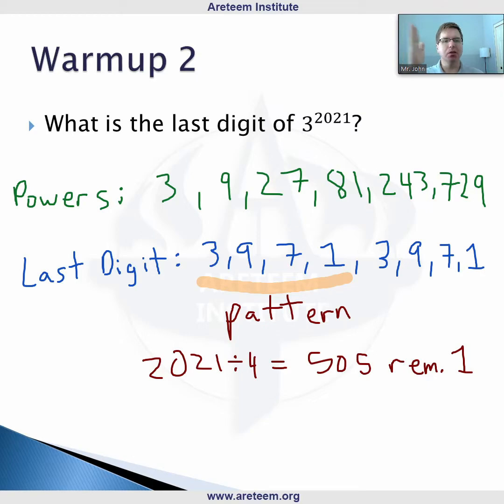So when we get to the 2020th term, we're going to be at the last number in the pattern. We're going to have a full pattern ending in 1. So when we have a remainder of 1, that means we want the first term in the pattern there. And that tells us that the last digit of this number is just going to be 3. So 3 to the 2021st power is just 3 in this case.